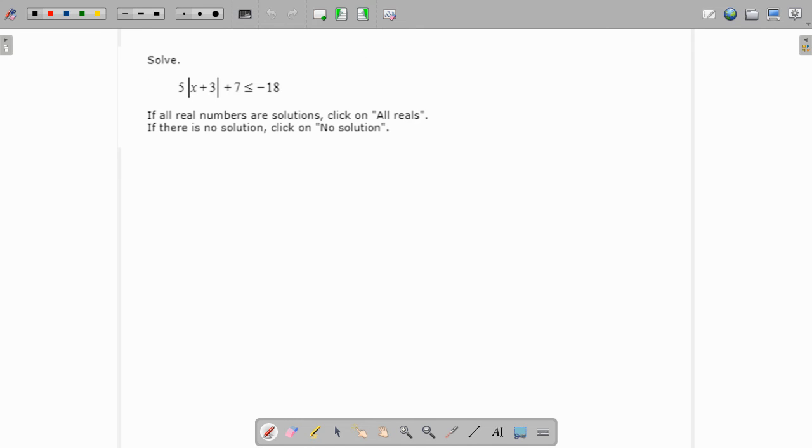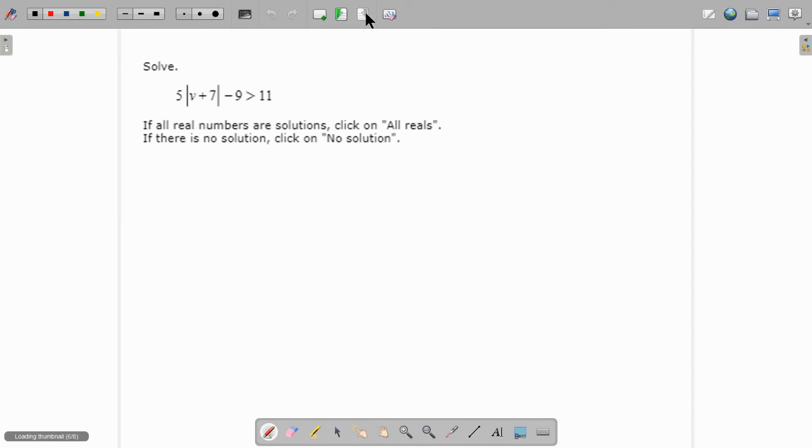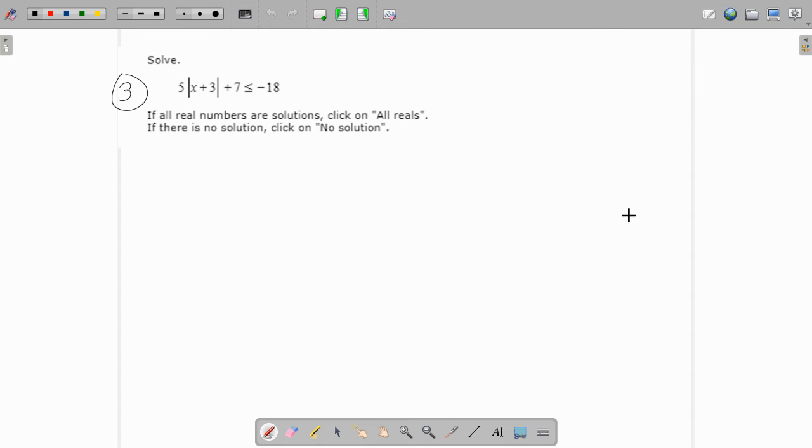Okay. Number 3. If you would like to try this problem, pause it. I'm going to go through the problem now. Actually, this is a special case, so let's go through it. Okay, so I'm going to subtract 7 from both sides. I'm going to divide by 5.